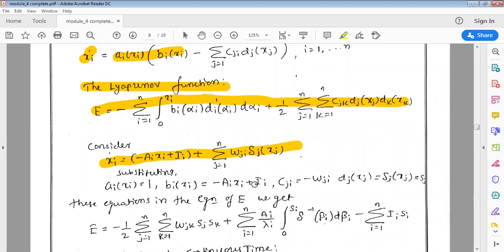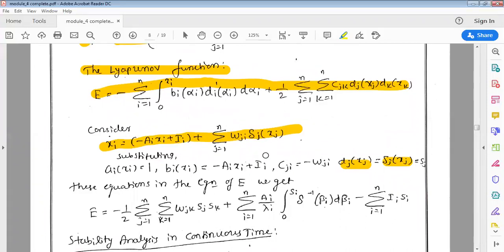Look at this mapping. This xi dot is mapped to xi dot. ai of xi is multiplied by 1. This is 1 here. Therefore, ai of xi is mapped to 1. This bi of xi is nothing but minus ai xi plus Ii. And next, cji is equal to minus Wji. See here, this is plus and this is minus. Therefore, written minus Wji, and dj of xj is written as delta j of xj, or you can say delta j only.